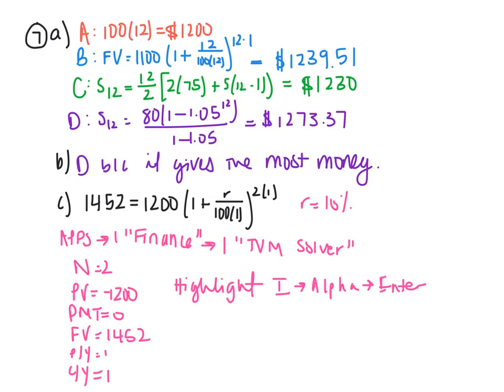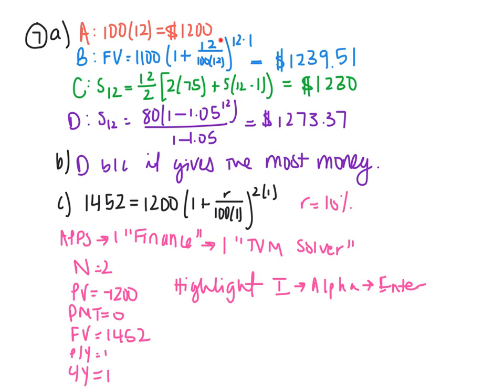And then option D is geometric, with the first term being 80 and the common ratio being 1.05, since it's increasing by 5%. So sum formula for geometric series, first term, which is 80, times 1 minus the common ratio of 1.05 raised to the nth, which is 12 power, over 1 minus the common ratio, you end up with $1,273.37.